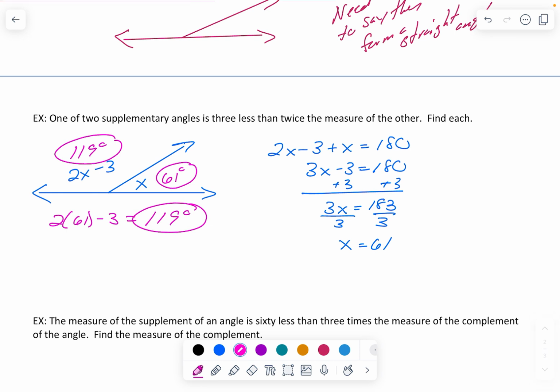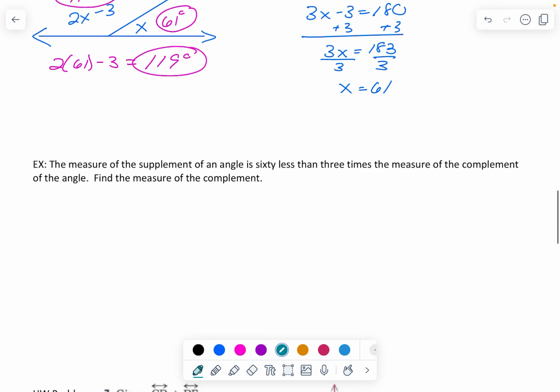This section gets tricky when we have to distinguish how we solve each problem. So this one has two supplementary angles and we drew it accordingly. This problem is a little bit different. It says the measure of the supplement of an angle is 60 less than 3 times the measure of the complement of the angle. So when they talk about the supplement of an angle or the complement of an angle, we are going to let x equal the angle.